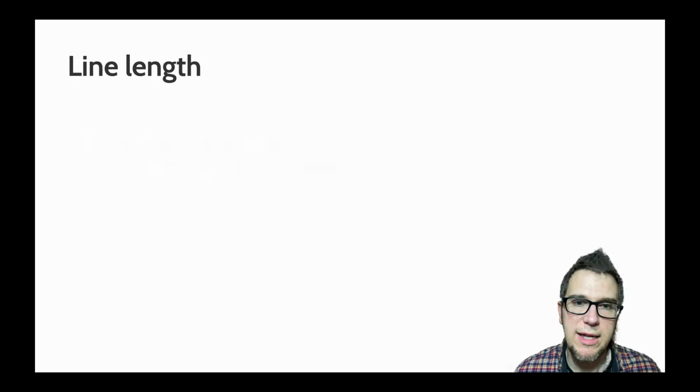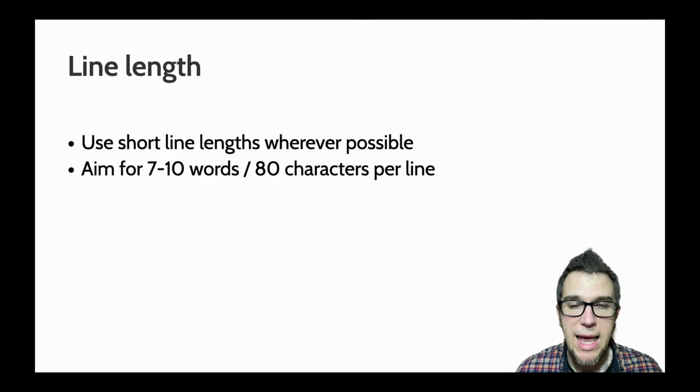Use short line lengths wherever possible. Aim for between 7 and 10 words, or around 80 characters per line. This can help people with various types of disability.